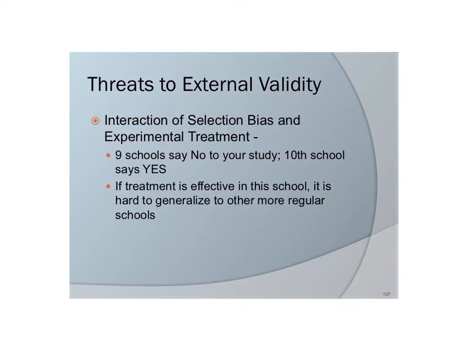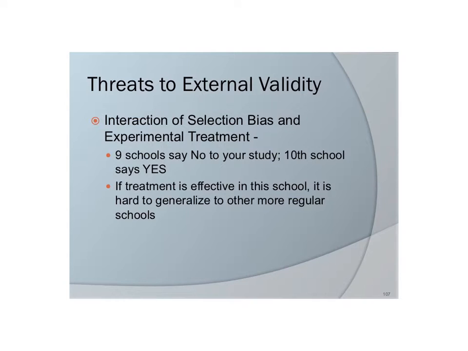And then there's selection bias, interaction of selection bias and experimental treatment. Essentially, selection bias is people who choose to participate in your study because they're interested in your study. So if you are trying to do a study and you're asking different schools to participate, and the schools look at your informed consent and the protocol, and the first 9 schools you talk to say no, but the 10th says yes, what is it about your study that's perhaps not interesting to these schools?